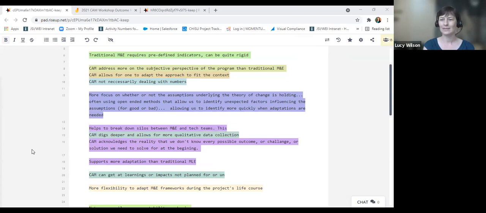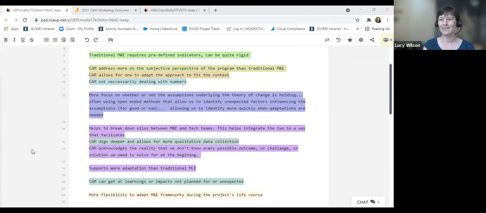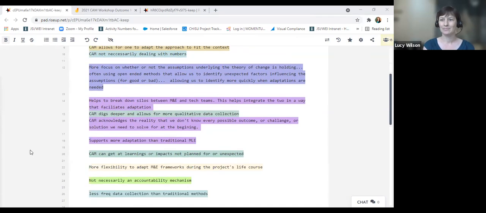We've got some long responses here. I like this, that it helps to break down silos between the M&E and the tech team. I see that person is still answering, but I think that's a really interesting point. It certainly has helped me break down some silos in different ways. Well, I think maybe we'll go ahead and switch back, look at some of the slides. Thank you all for putting in your feedback. I'll go back and look more at those later.